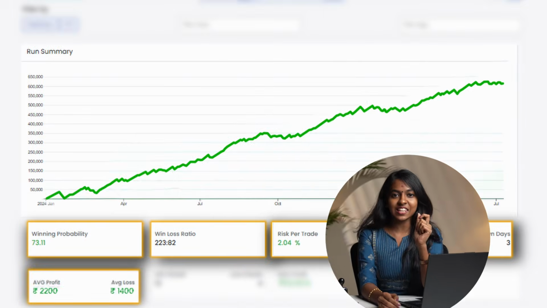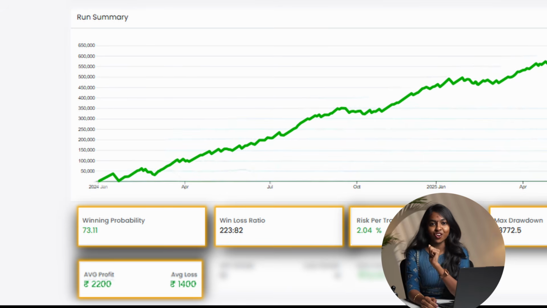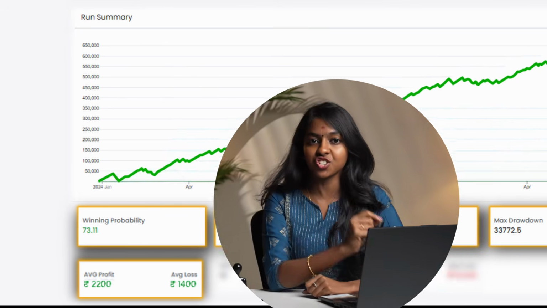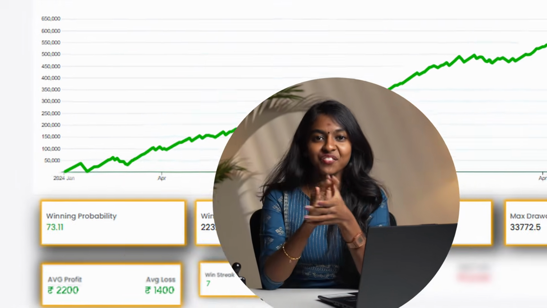Drawdown days indicates the number of days over which the maximum drawdown occurred, showing the duration of the largest decline in the portfolio during the backtested period. Following it, you will see the average profit and average loss. It displays the average profit or loss you earned from each trade. This means that if the average profit is 2200 according to the backtest, each trade you earned an average profit of 2200. Coming up is the win and loss streak.